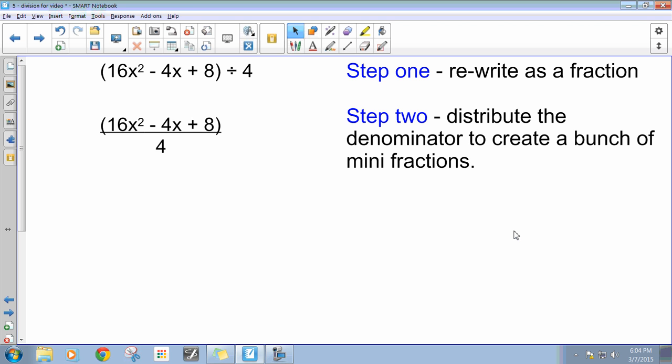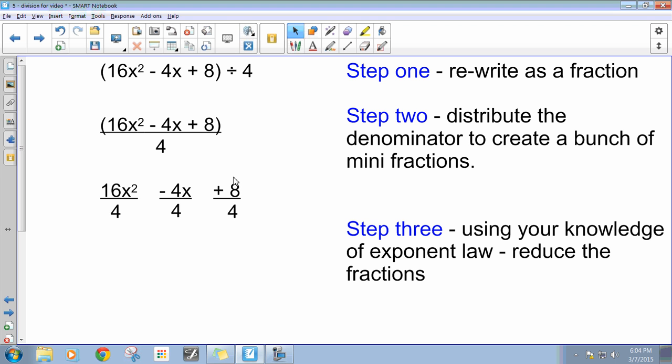Then we're going to take that fraction and we're going to distribute the denominator and create a bunch of mini fractions. So this 4 is being divided into this first term, this second term, and this third term. And it looks like this. 16x squared divided by 4, negative 4x divided by 4, positive 8 divided by 4. We're going to use the knowledge of exponent law and we're going to reduce these fractions.